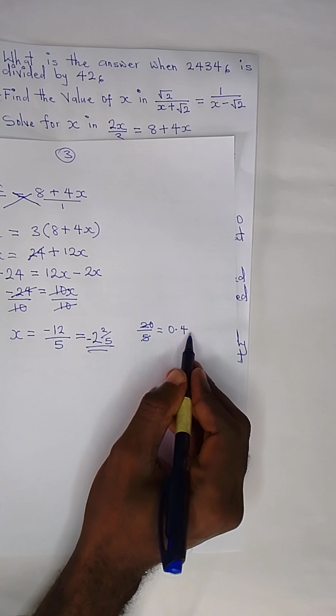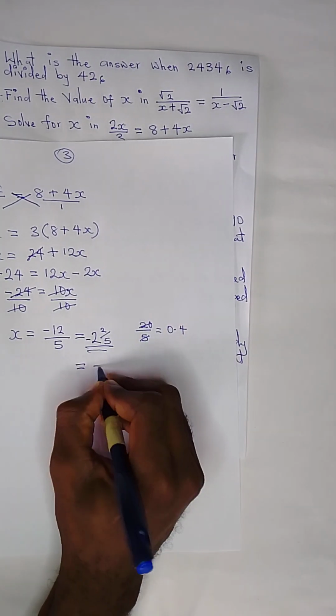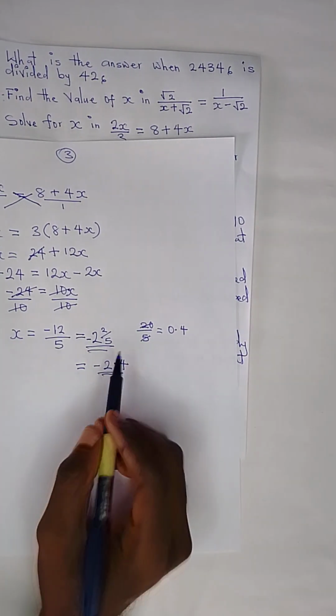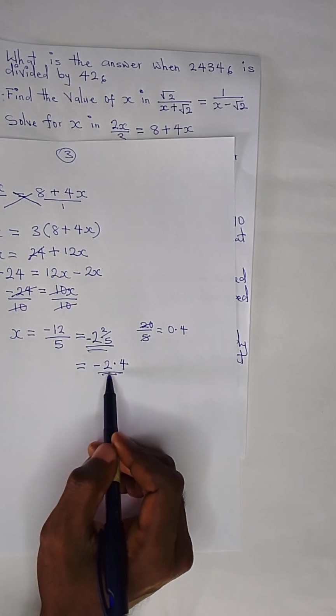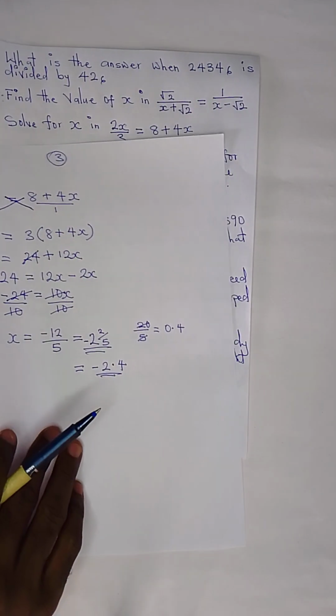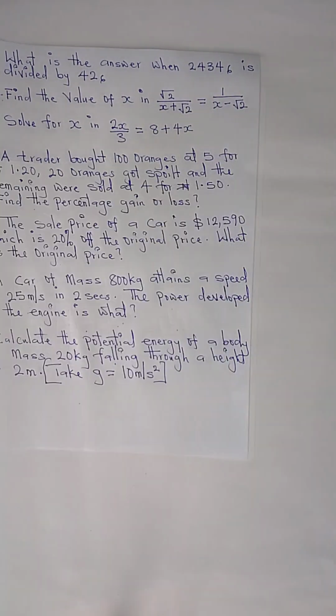So I can bring this 0.4 and add it to this 2 whole number, and it's going to give me negative 2.4. So if the answer is expressed in fraction, this is the answer. If it is in decimal, this is the answer. Okay, so that's question number what? Question number 3. So let's look at question number 4.